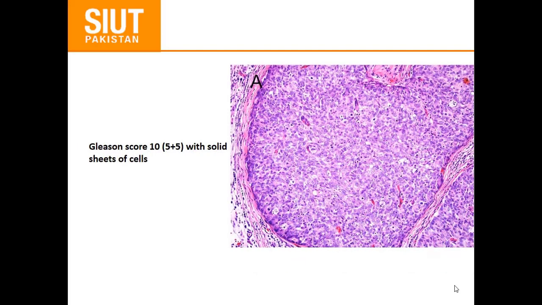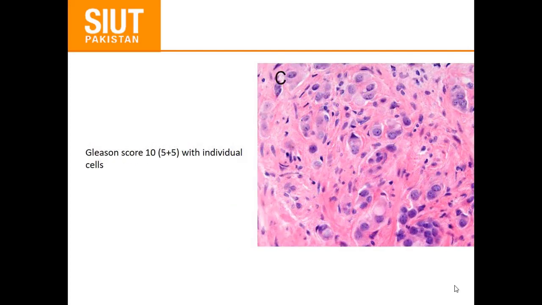This is the Gleason score 5. We can appreciate the pattern 5 here, everywhere. We cannot find anything else. There is this sheet of cells all over the slide. So the most dominant pattern is 5 and the second most dominant pattern is also 5. So the Gleason score is 5 plus 5, that is 10. High grade disease.